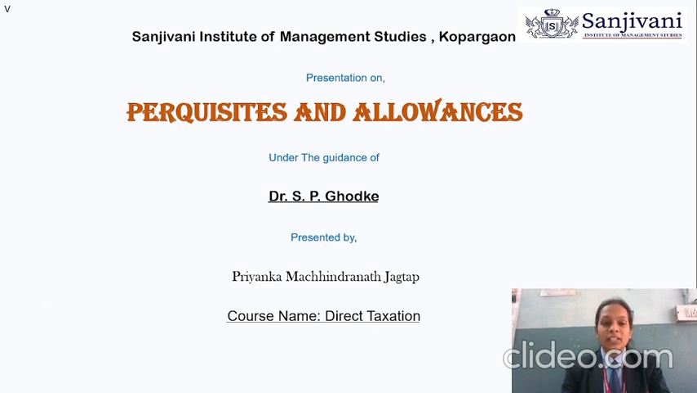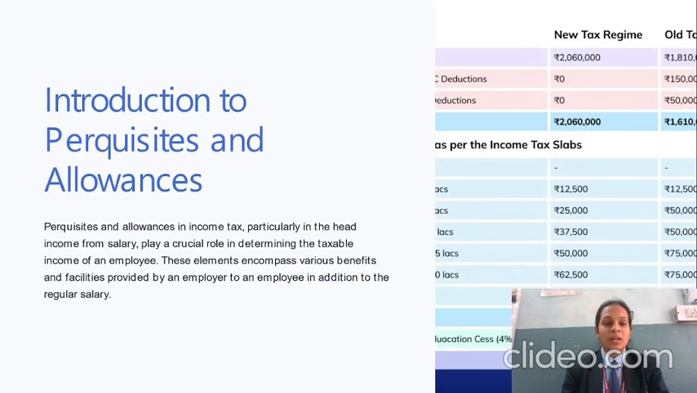Now we start with the introduction of perquisites and allowances. Perquisites and allowances in income tax, particularly under the head of income from salary, play a crucial role in determining the taxable income of an employee. These elements encompass various benefits and facilities which are provided by an employer to an employee in addition to their regular salary.